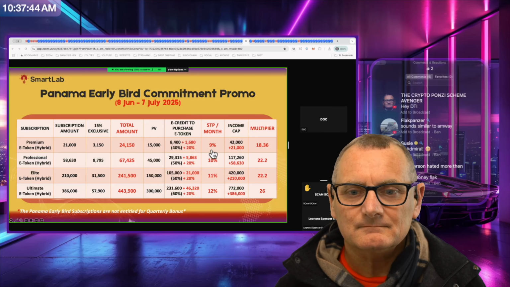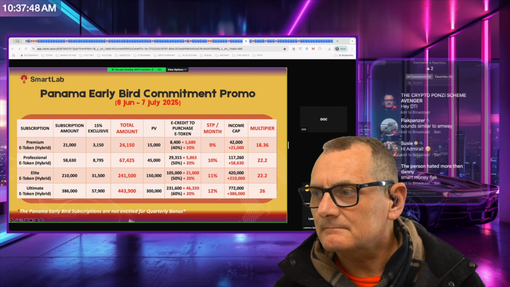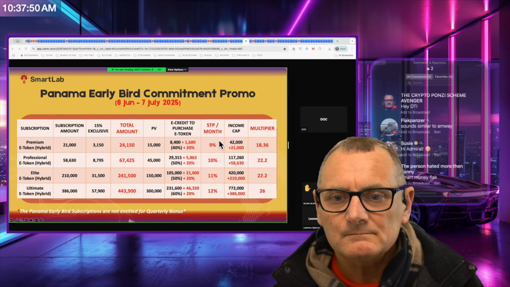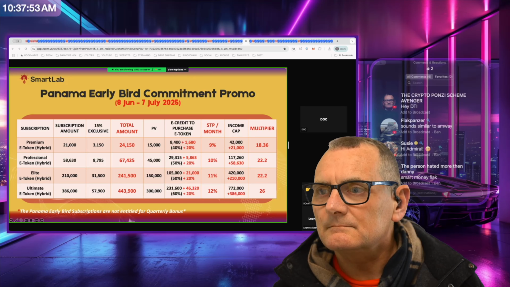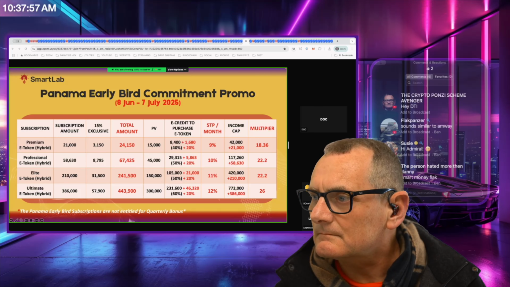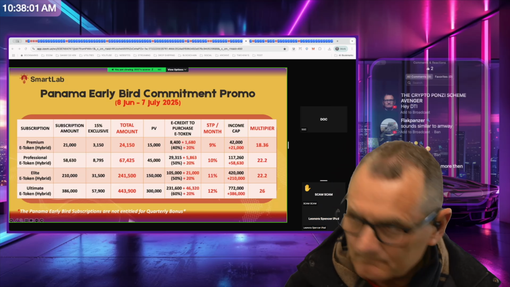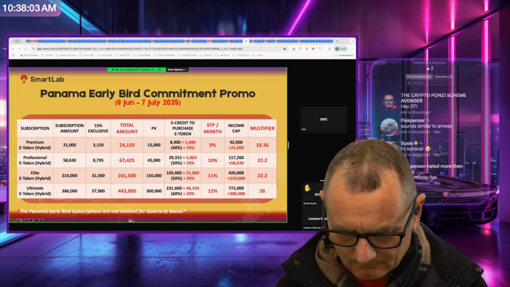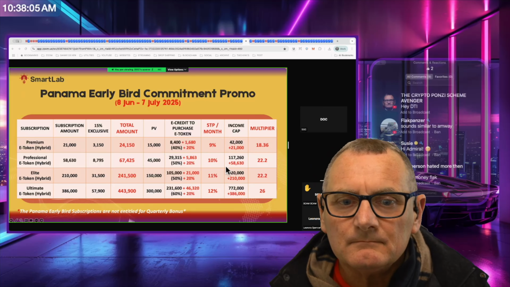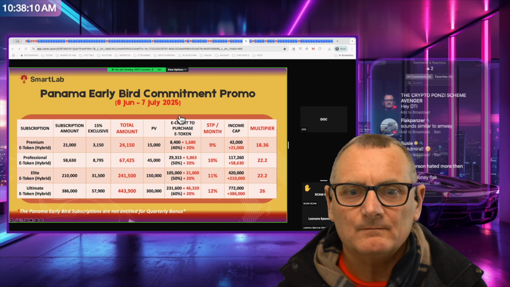In addition to that, you'll also get an extra 50% in income cap. So that's an extra $21,000 on the premium, an extra $58,000 on the professional, an extra $210,000 on the elite, and an extra $386,000 on the ultimate. That takes your leverage potential all the way up to 26. So, folks, it's absolutely amazing.